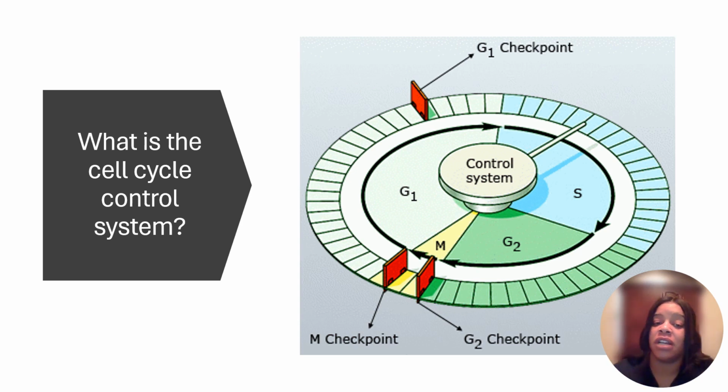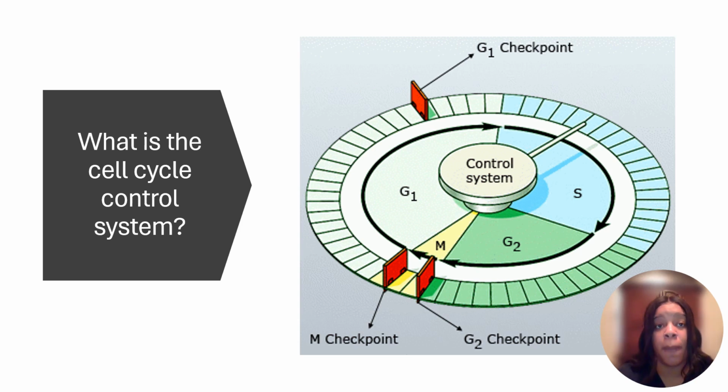What is the cell cycle control system? So as you see in the image, you have the control system. You see you have G1, G2, S, mitosis, and you see on the outskirts you have the orange things popping up, and you see those are checkpoints.